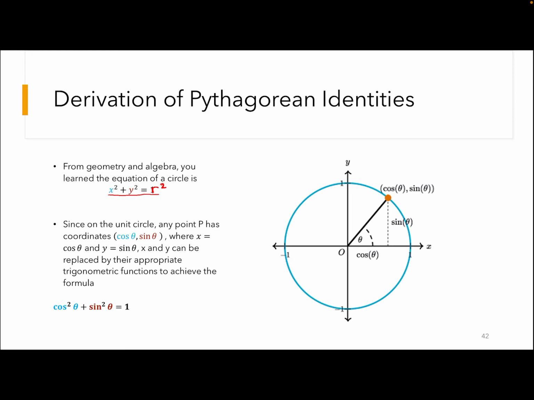This is the most important fundamental Pythagorean identity. So we're going to use this one a lot. This is important if you take calculus after this. You're going to use this. So from this identity, the other two Pythagorean identities are developed.